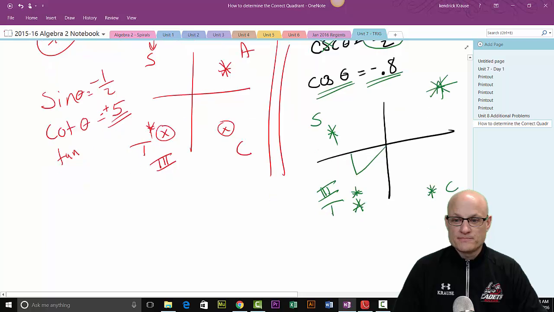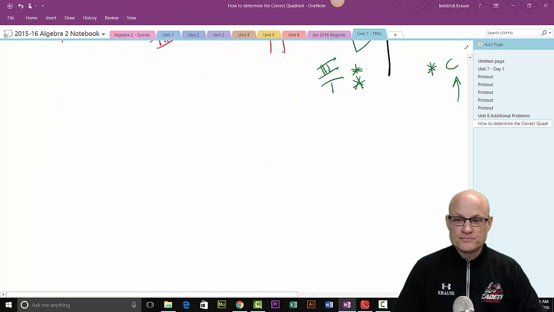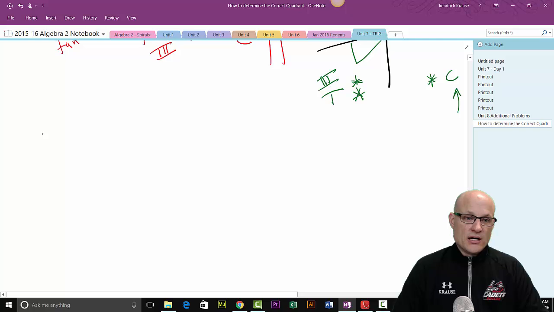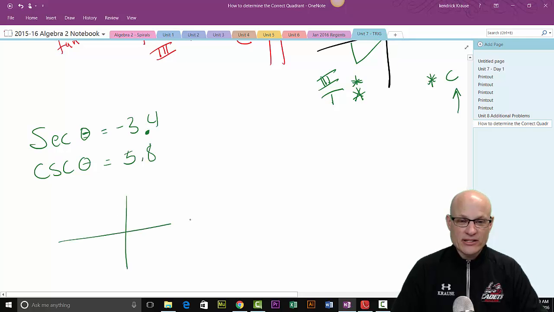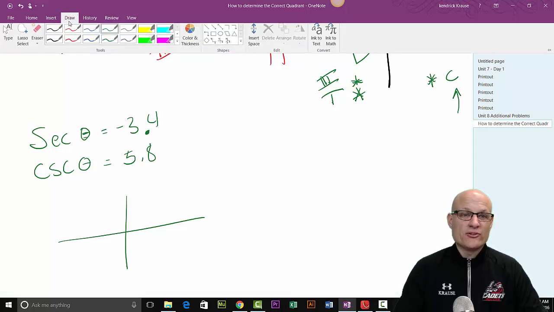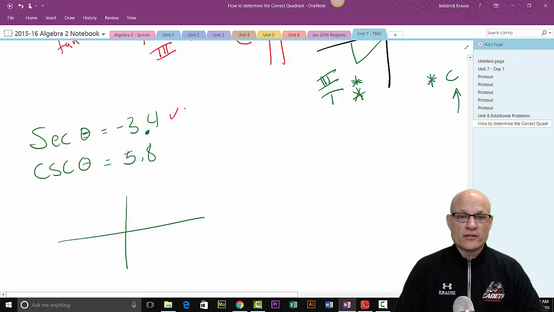All right, 2 more. Secant of theta is equal to negative 3.4, and cosecant of theta is equal to 5.8. Now again, I don't really care about what the numbers are right now. I just care about positive or negative. So let's do this one in red.